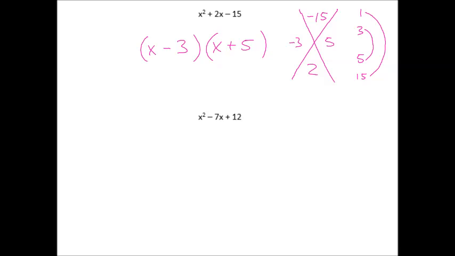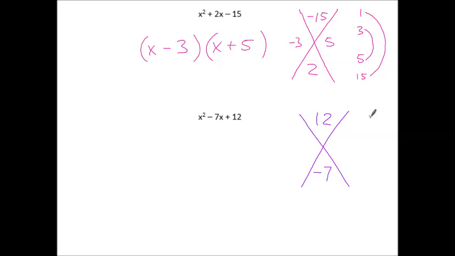Last example for today. X squared minus 7x plus 12. Our target product is 12. Our target sum is negative 7. So how can this happen? We have a positive product but a negative sum. Well, then both of our numbers that we're looking for have to be negative. As we multiply two negative numbers, we get a positive product. Yeah, that works. But when we add them, the sum is still negative.